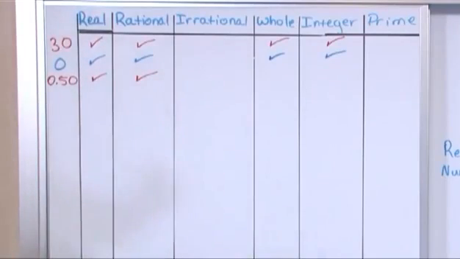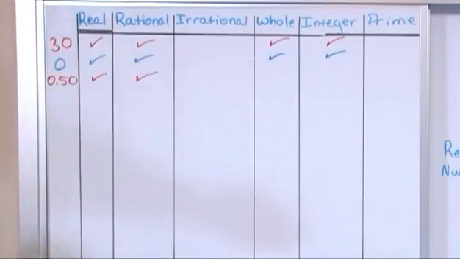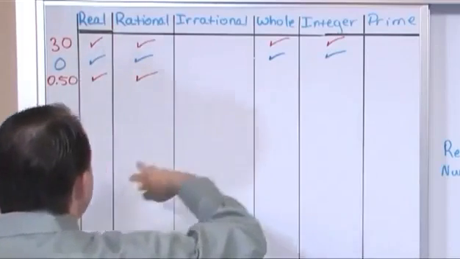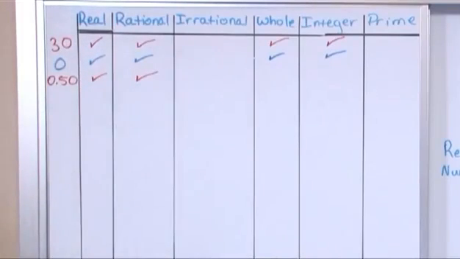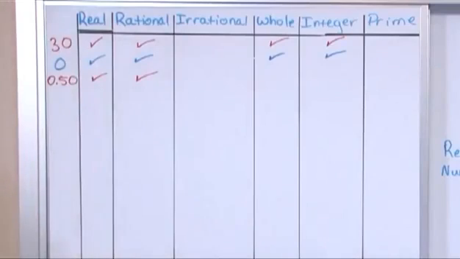Is it a whole number? Well, no, it's not a whole number because whole numbers are 0, 1, 2, 3, 4, 5, etc. Integers are all the positive and negative numbers, but they have to have no decimals, so it's not an integer. Is it a prime number? Well, it's not a prime number either, because those are whole numbers as well that are divisible only by itself and the number 1. So the number 0.5 is only real and rational.